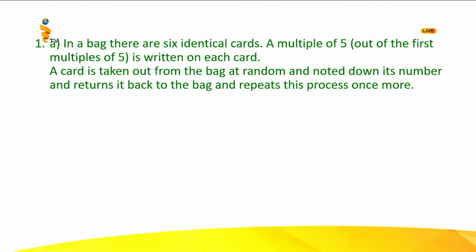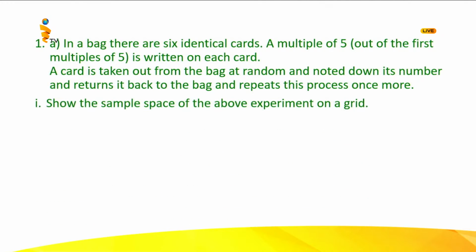Now they tell us a card is taken out from the bag at random, its number is noted down, and it is returned to the bag, and this process is repeated once more. So you are going to take one card out and note down its number, and you are going to put it back in the bag, and only then take another card and note down its number. The first question is, show the sample space of the above experiment on a grid.